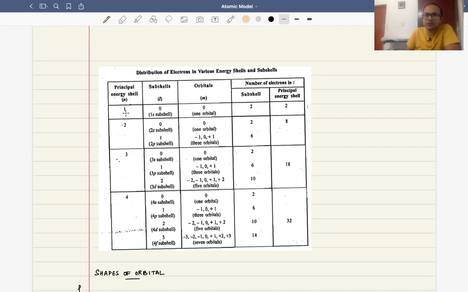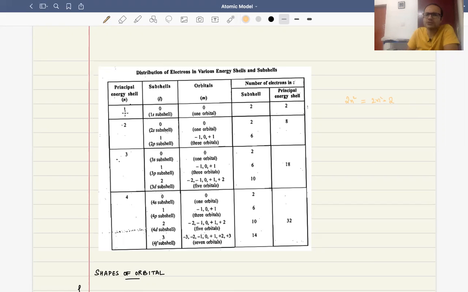When we talk about the first energy shell, that is when n is equal to 1, the number of electrons that can be accommodated in the n shell is given by 2n square, which is nothing but 2 into 1 square. That means the number of electrons possible in the first orbit should be 2. Let us see whether the concept of principal quantum numbers predicts this correctly.